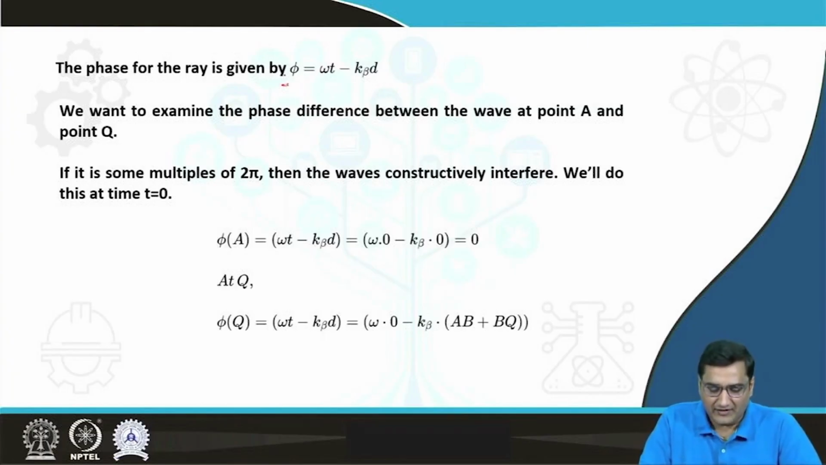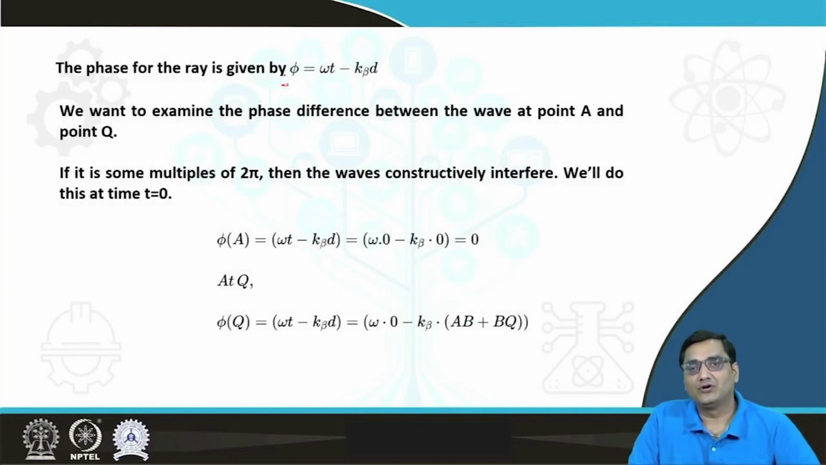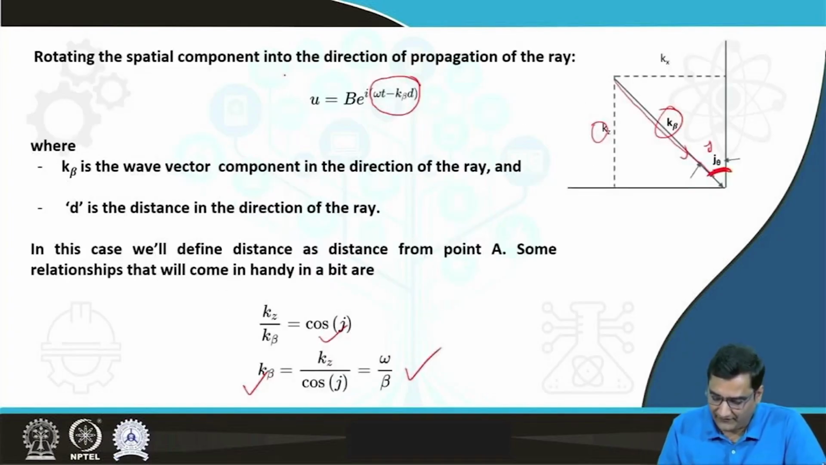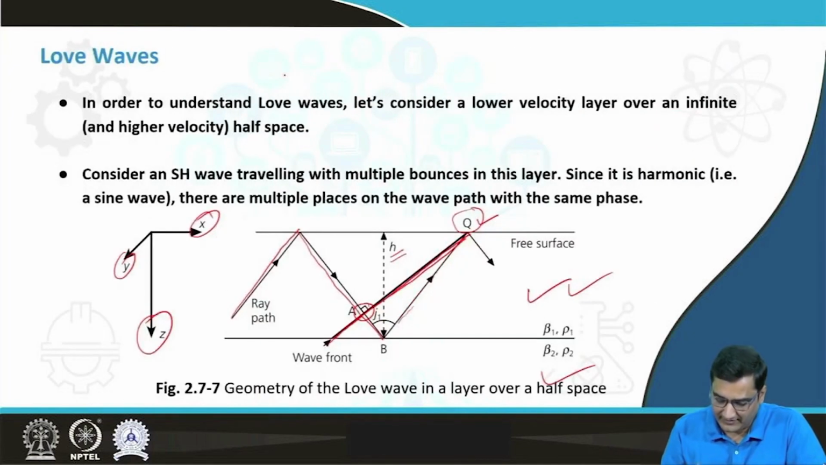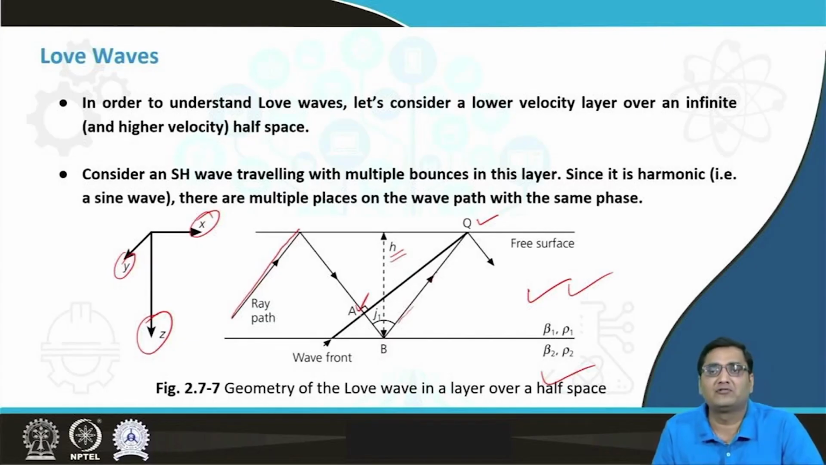Now what is our aim? We want to examine the phase difference between the points A and Q. So if you want to write the phase at point A, this is the point A here, let me rub it here. What is the phase at A? Let's suppose the wave started out from this particular point A. That means t is equal to 0. And if we talk about d, the distance in the direction of the ray, because the wave is starting out at A, that means d will also be equal to 0.